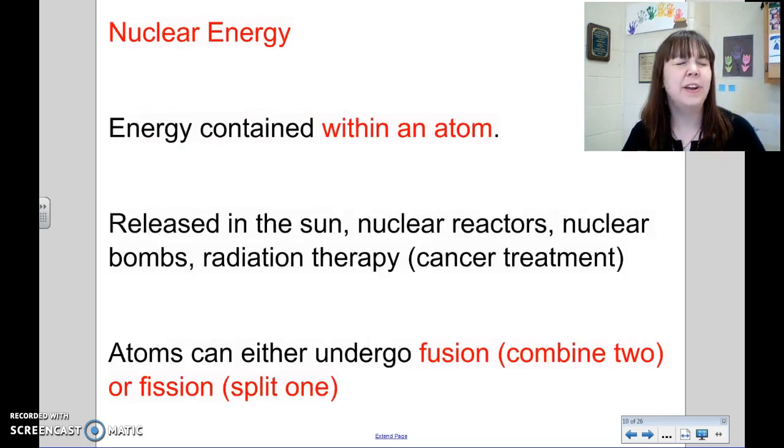Nuclear energy is very similar to chemical, except it's within the atom itself, in between the protons and neutrons and electrons. And nuclear energy is released in the sun, in nuclear reactors, nuclear bombs, radiation therapy like cancer treatment. And you can do it two ways. You can either do fusion, combining two atoms together and releasing energy, or fission, splitting an atom into two smaller atoms, which releases energy.